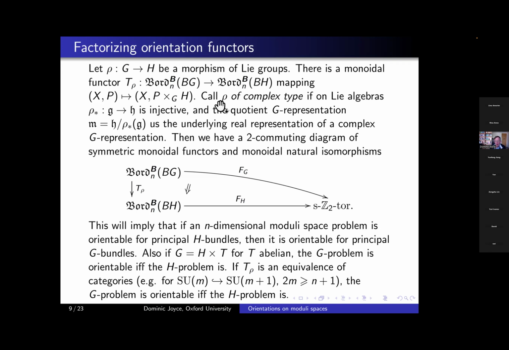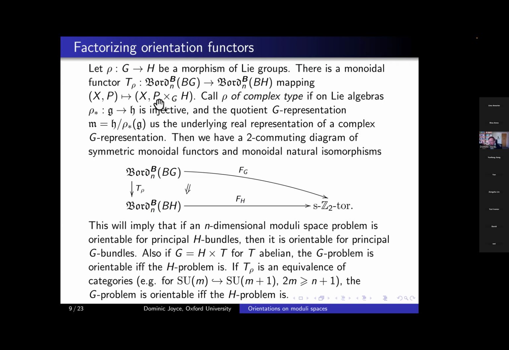Okay, so we call rho of complex type if the map it induces on Lie algebras from G into H is injective, and the quotient H over the image of G, which is a representation of G, should be the underlying real representation of a complex G representation. That is, there should be a complex structure on M, which is preserved by the action of the Lie group G. So if this happens, it turns out that orientations of moduli spaces of H bundles induce orientations of moduli spaces of G bundles, essentially.